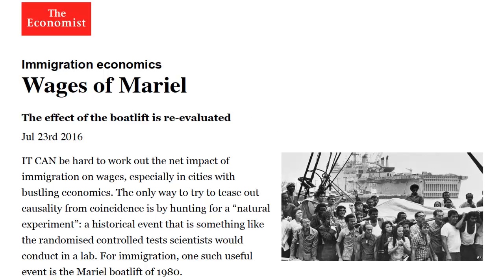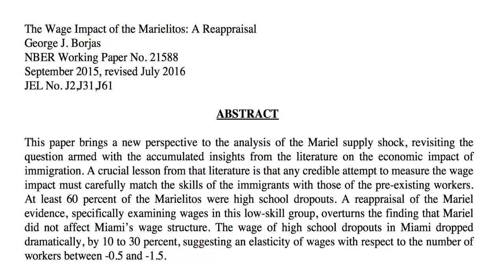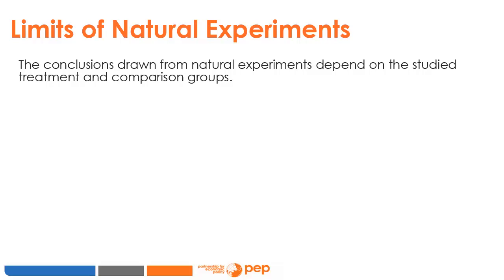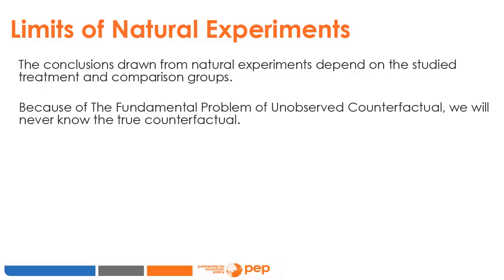26 years later, in 2016, the Mariel Boat Lift was in the policy spotlight again. The economist George Borjas revisited the boat lift and contradicted Card's conclusion by using a different definition of low-skilled labour force. The contradictive results from Card and Borjas show that the conclusions drawn from natural experiments depend on the studied treatment and comparison groups. Unfortunately, because of the fundamental problem of causal inference, we will never know the true counterfactual. We don't know what would have happened to the Miami income distribution had the Marielitos not arrived.